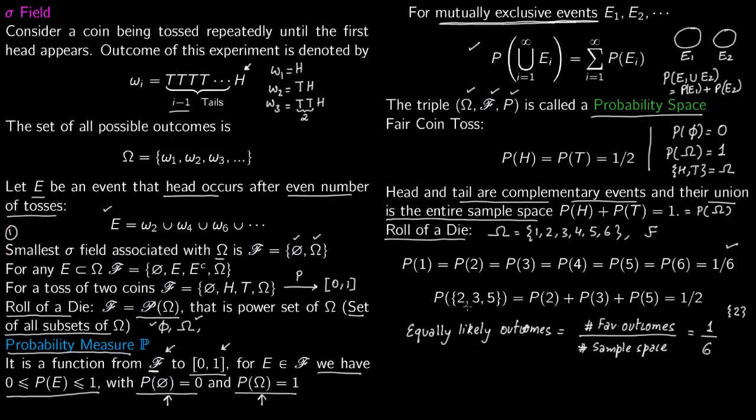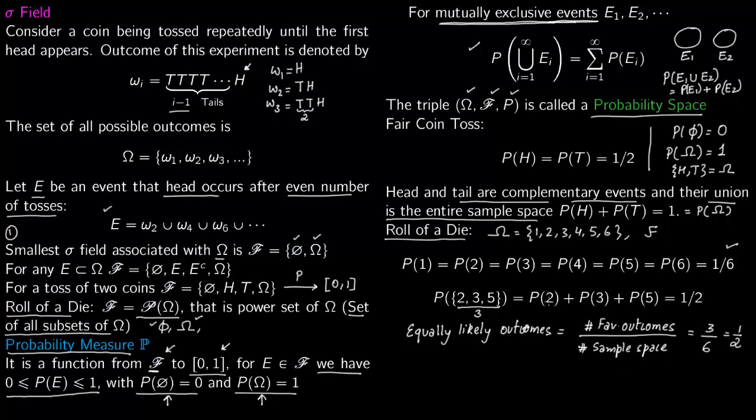Now what is probability of 2, 3 and 5? So there are 3 events here, 1, 2 and 3. And there are 6 events here, 1, 2, 3, 4, 5 and 6. So the number of favorable outcomes are 3. So these are 3 favorable outcomes. And 6 is the size of the sample space. So there are 6 points here. So you have the probability as half.